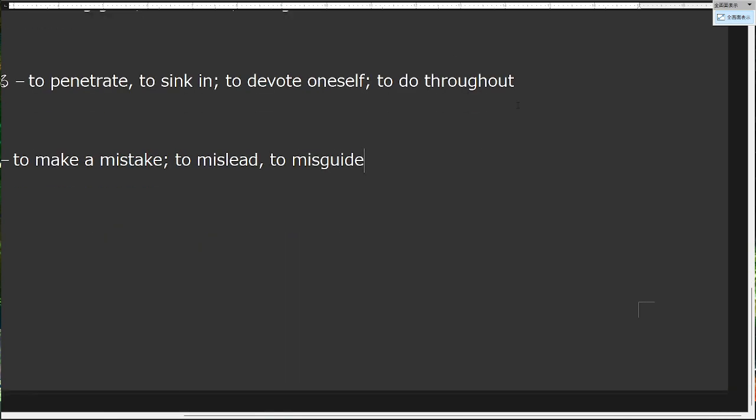Next, to penetrate, to sink in, or to devote oneself with tessuru. Our kanji for penetrating or going all the way through something. Tessuru. And finally, to make a mistake with ayamaru. Kanji for mistakes. Ayamaru is our verb for making a mistake or misleading.